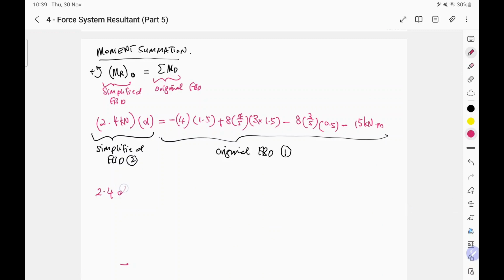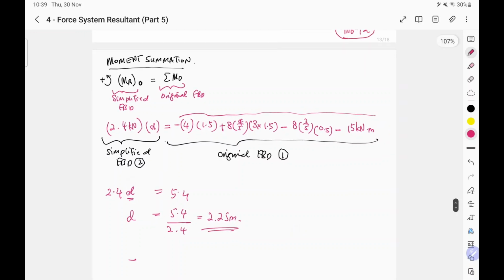So 2.4D. You use the calculator to work out the total of all these. If you press it, you will get a value of 5.4. So there's only one unknown, which is D. Quite conveniently you can get D by bringing the 2.4 from here to here, and it will become division. So the distance would be 2.25 meters. So that, my friend, is how you locate the position of the resultant force along the beam. Okay, all the best.